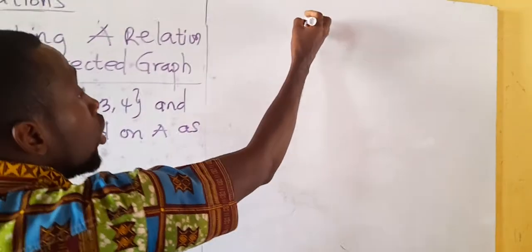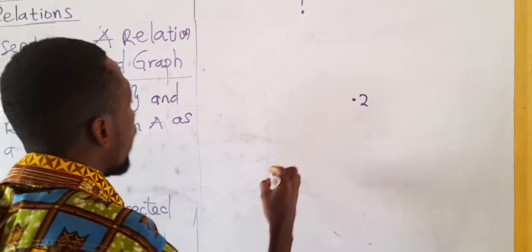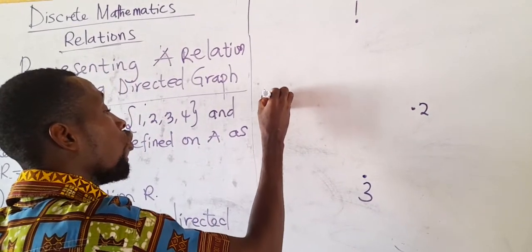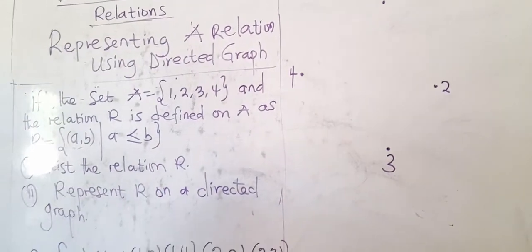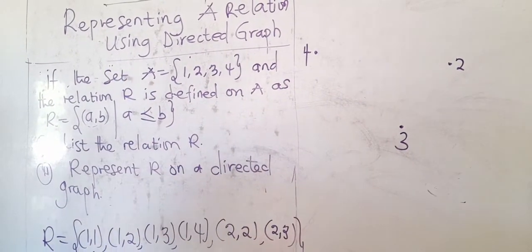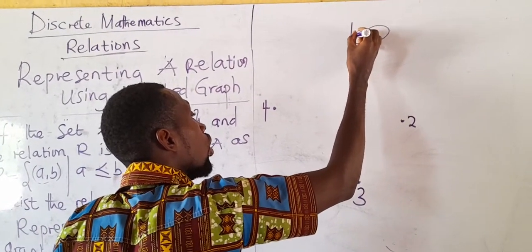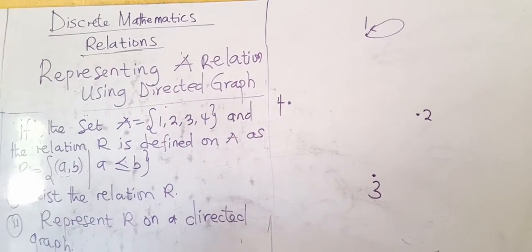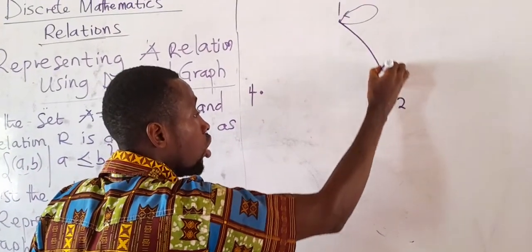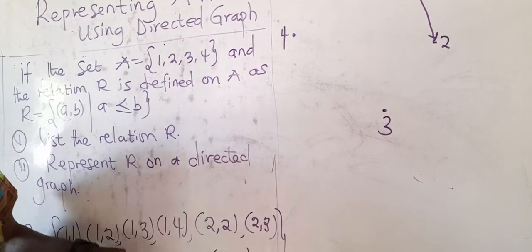So remember what we did. 1, the element of the set A, 3, then 4. So the first one, look at it. 1, 1. So 1 relates to itself, what is that? Self loop. I hope you get that. The next one is 1, 2. That means an arrow from 1 to 2. From 1 going to 2. 1, 3, an arrow from 1 going to 3.